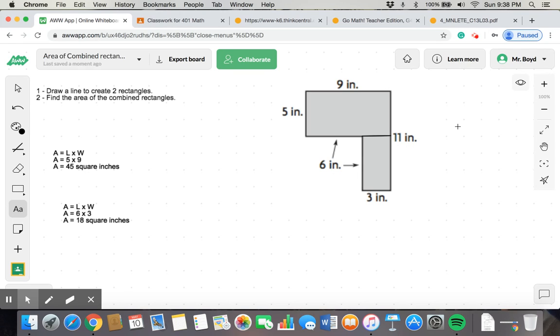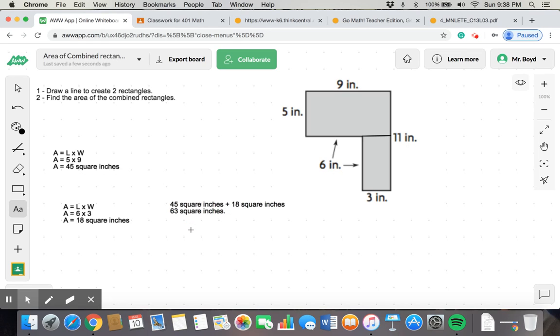Now that we found the area of each one, we can add them together. So I will add 45 square inches plus 18 square inches. When I add together 45 square inches plus 18 square inches, I will find an answer of 63 square inches.